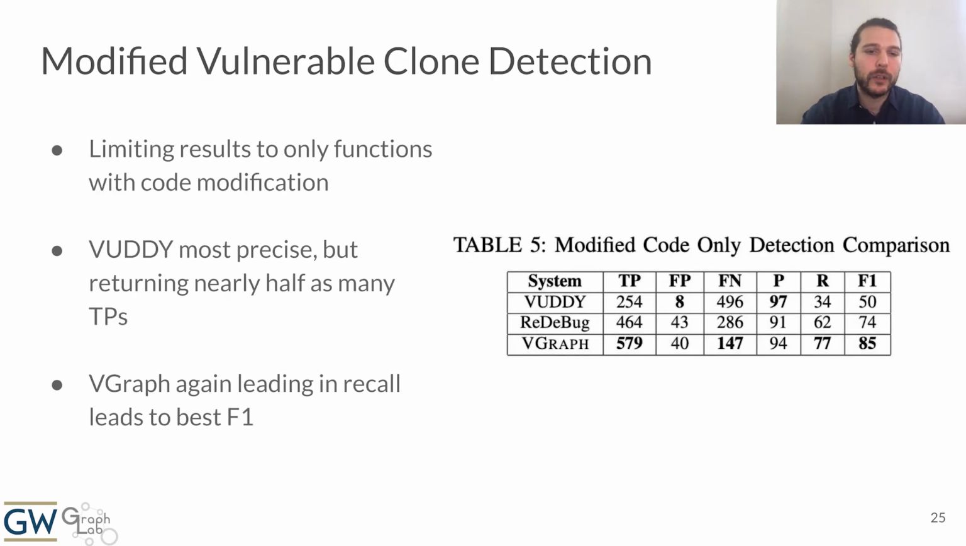Our test dataset included a large number of exact code clones, and thus, next we zoomed in and limited the results to only those functions with known modifications from the original. Again, we can see that VGRAPH is the most precise, however with significantly worse recall, leading to the worst F1 score of the 3 techniques. VGraph again has the best recall and thus the best F1 score on this dataset.